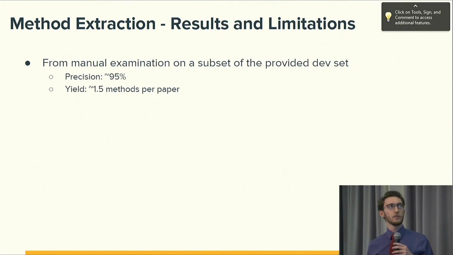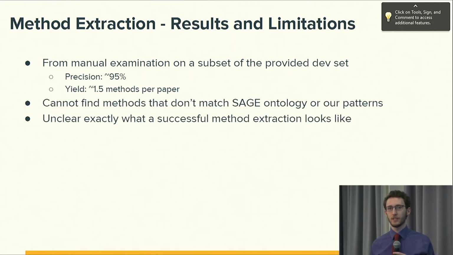Some results from this. So we did a manual examination on a subset of the provided development set, noting that this was our subjective view of what was a correct method extraction. So this had very high precision and yielded about 1.5 methods per paper. And then there are some obvious significant limitations to this approach.